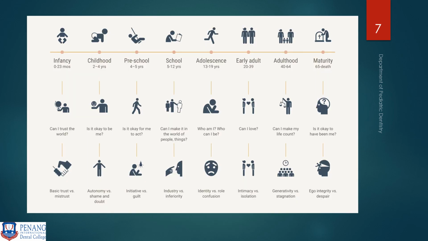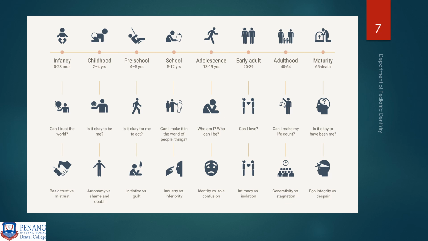So this diagram is again a bird's eye view of the theory. And if you see, beginning from the left, you have first stage of infancy. Okay, and during this first stage of infancy, the question that the individual asks is, can I trust the world? Okay, and the social crisis is the trust versus mistrust.